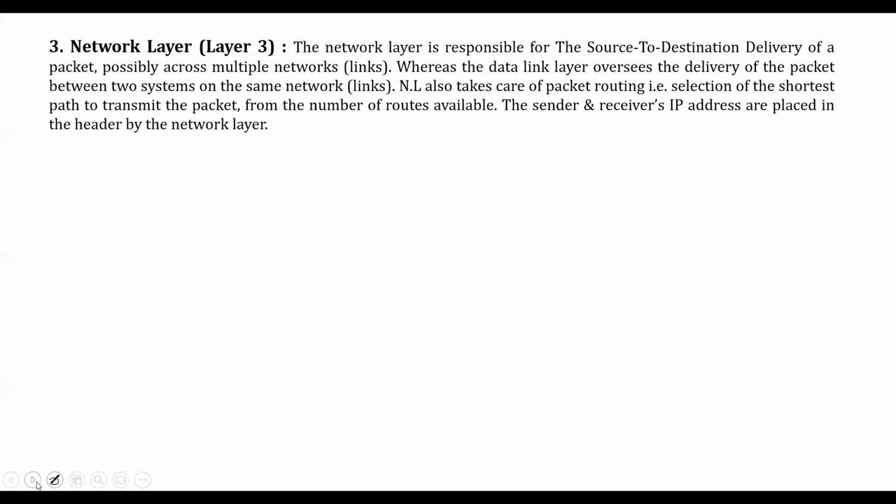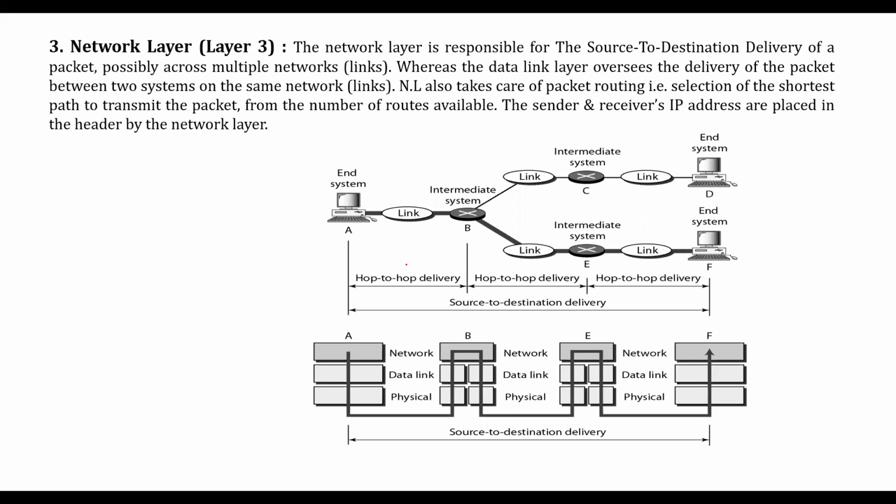And here, the network layer. The network layer's responsibility is hop-to-hop delivery. Hop-to-hop delivery means here, A, B, E. So we have different types of networks. The network layer is responsible for source-to-destination delivery of a packet, possibly across multiple networks, whereas the data link layer oversees delivery of the packet between two systems on the same network.